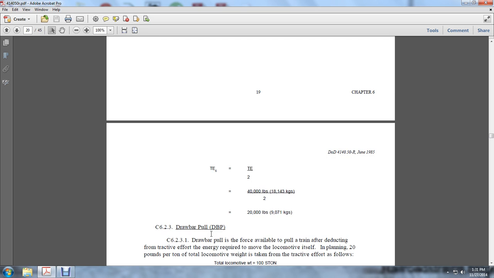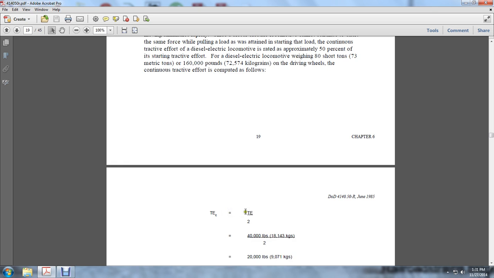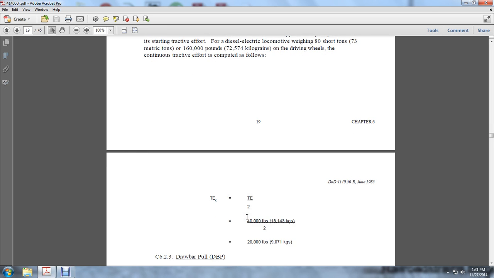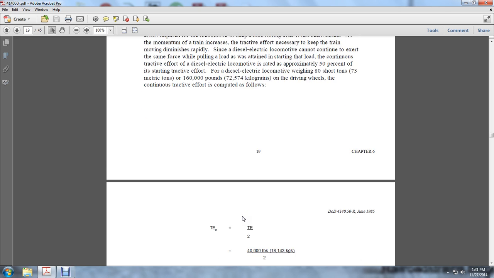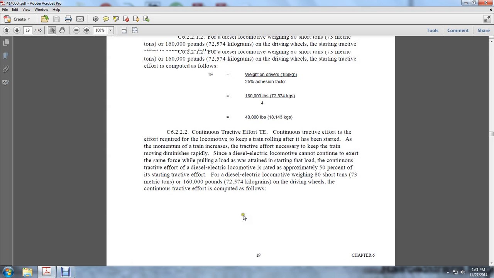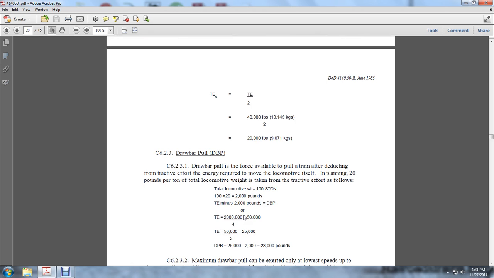The continuous traction effort is equal to the starting traction effort times 50%, which is the starting traction effort in pounds divided by 2. The drawbar pull is the force available for the pull of the train, after deducting the traction effort required to move the locomotive itself. For planning, 20 pounds per ton of total locomotive weight is deducted from the traction effort as follows. The total locomotive weight is 100 tons times 20 pounds, or 2,000 pounds.